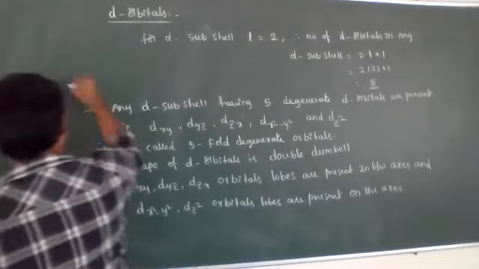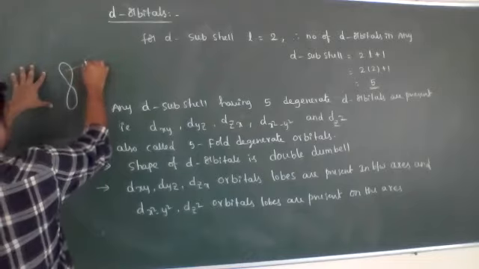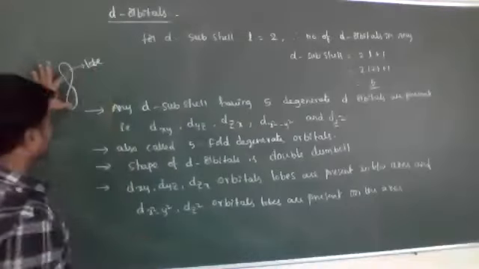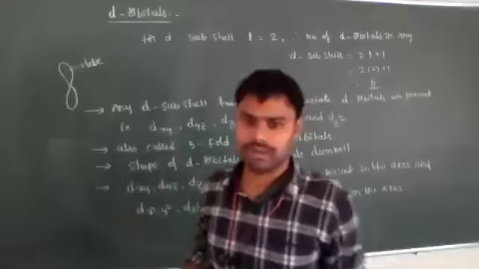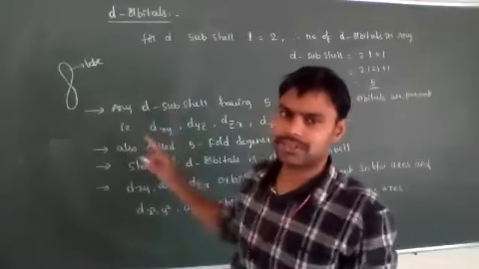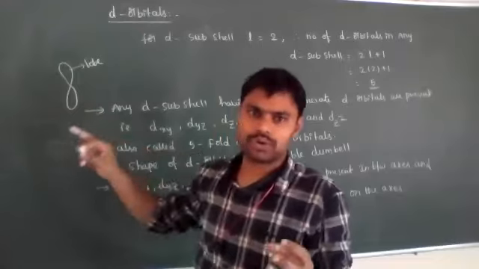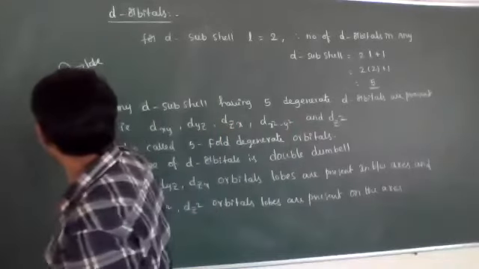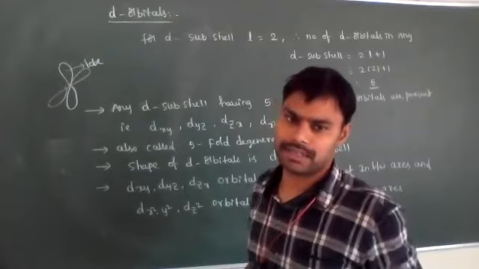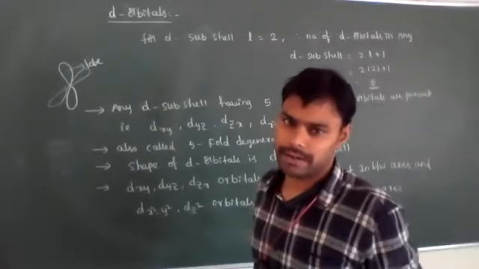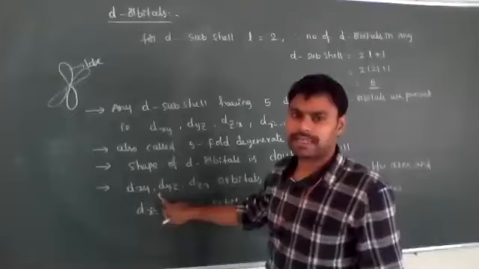A lobe means just this one. This is called a lobe. This is a positive lobe and this is a negative lobe, an upward lobe and a downward lobe. So two lobes are present, and that is called double dumbbell shape. Double dumbbell shape is present for d orbitals, dumbbell shape is present for p orbitals. So 5 d orbitals are present.